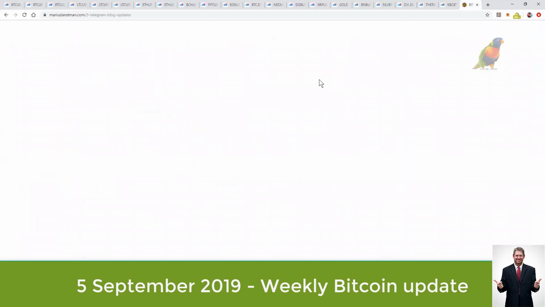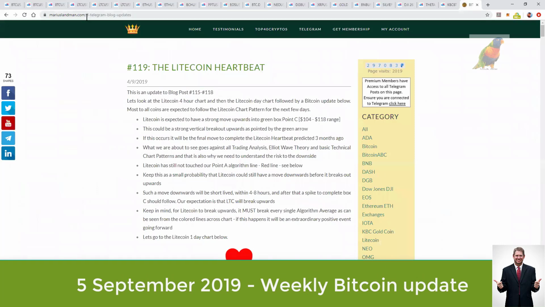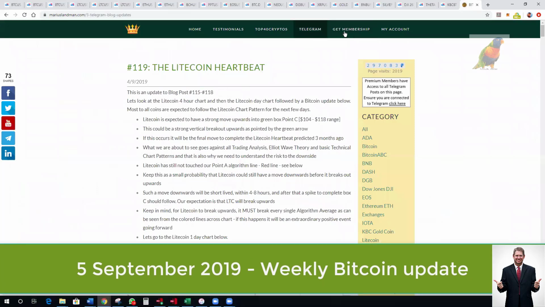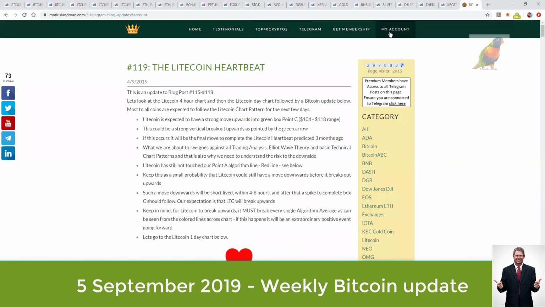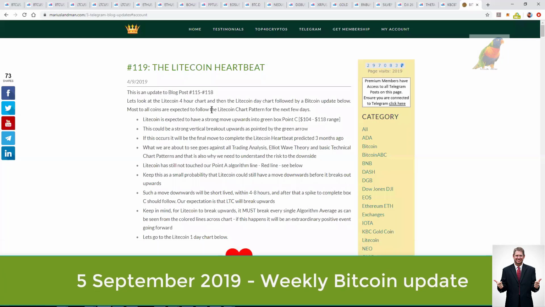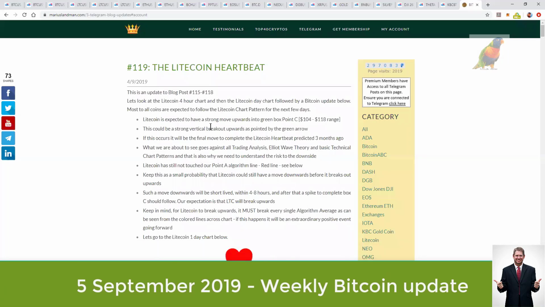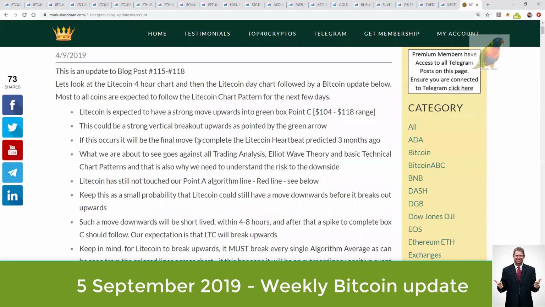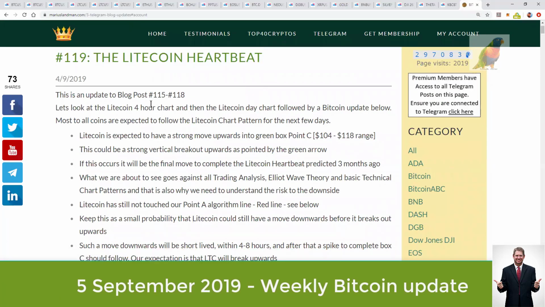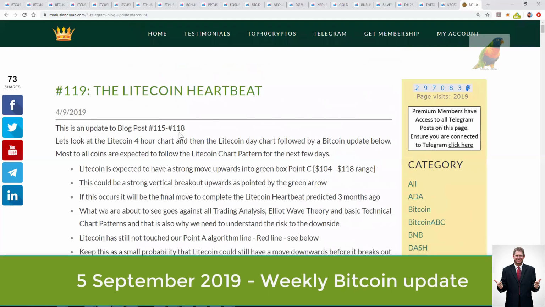For the purpose of this, I've logged into the website, and I'm under this one. If you click on my account, you are now under the Telegram blog posts. So just quickly, I'm going to start with this one. This is an update to the blog post 115 to 118.